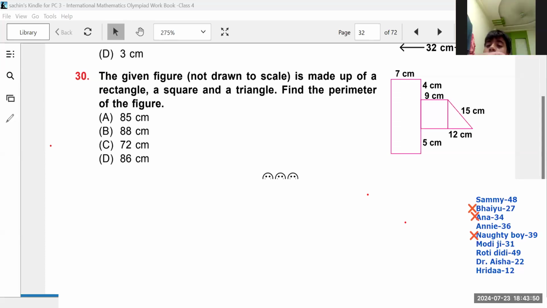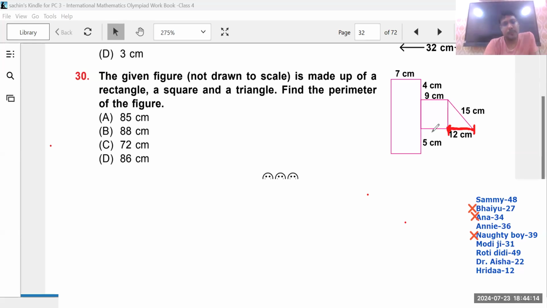Excuse me, sir. Yes. Sir, is the 12 centimeter the whole line? 12 centimeter, beta. I think it will be this one. This much. I will just check also. Yeah, 12 centimeter is this much only. So kids, this red line is 12 centimeter. You just told my mistake.